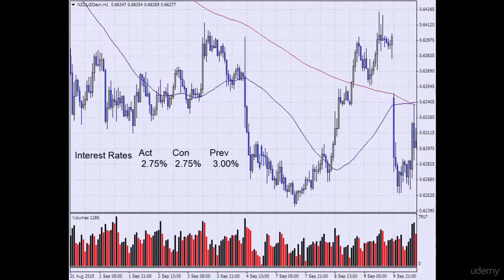So here's another example of a fundamental trade. We were expecting the New Zealand Central Bank to lower interest rates, so we were looking to sell the New Zealand USD. It was the 7th of September, but the rate decision was going to be on the 9th of September. So we would have to wait 2 days before we could sell the market.